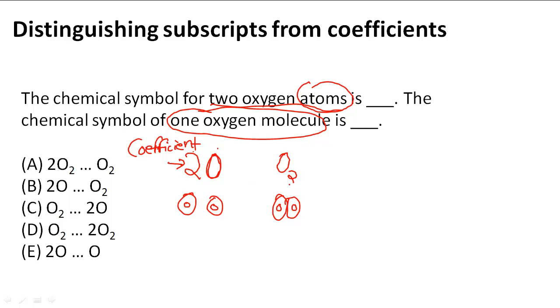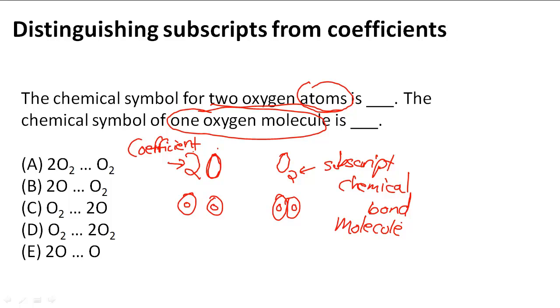Here though, this subscript indicates a chemical bond. So this indicates the molecule that you're talking about. It indicates whatever the association is between them. So don't confuse a coefficient, which tells you how many of the atom or molecule you have, with the subscript that tells you how many atoms are involved in the chemical bond or molecule that's going on.